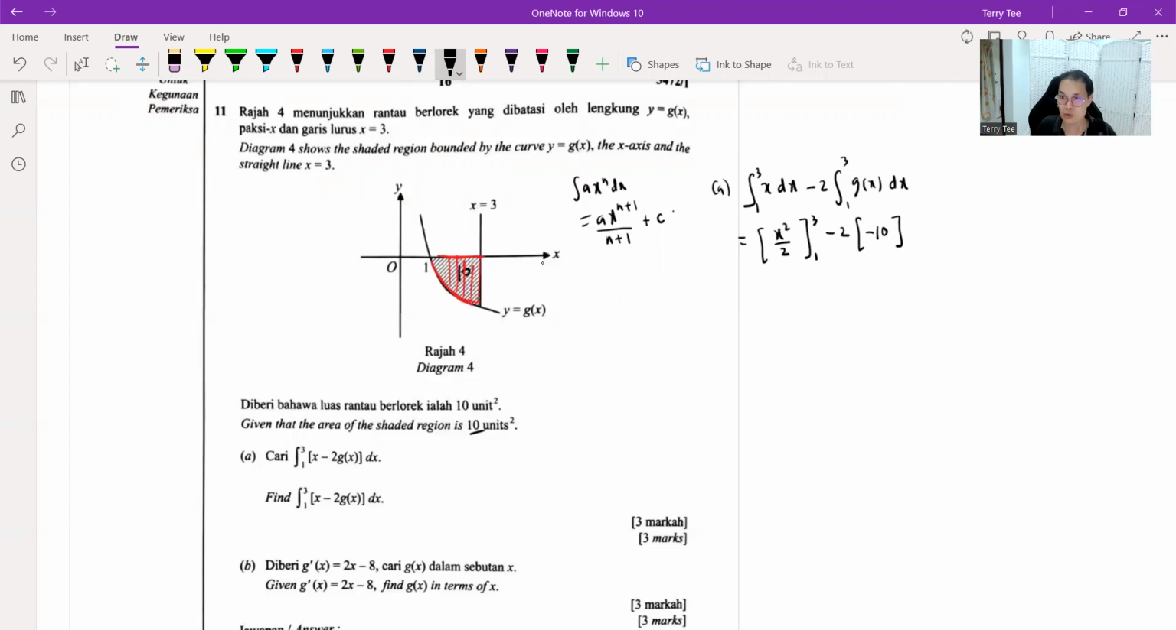Okay, so what I need to do is to sub in the 3 inside. 3 squared is 9. You can actually take out the half and make it easier. Take out the half, 1 over 2. 3 squared is 9, 1 squared is 1. And you plus with minus 2 times minus 10, which is positive 20.